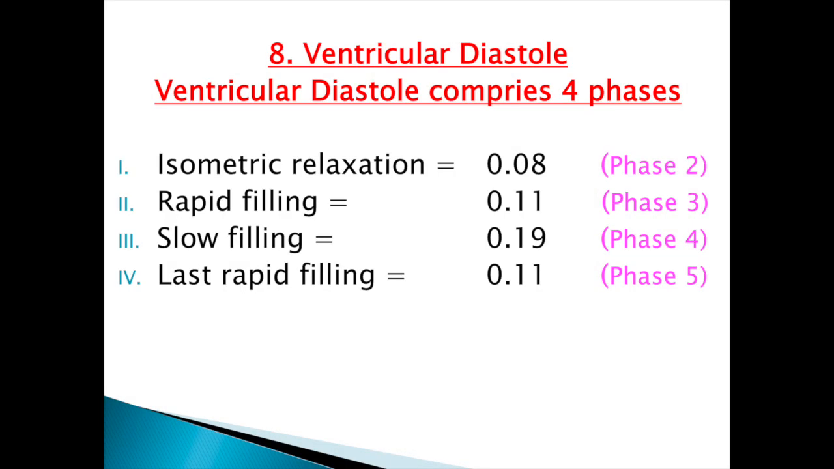The next phase is ventricular diastole. It contains 4 phases: phase 2, phase 3, phase 4, phase 5. Phase 2 is isovolumic relaxation, and phase 3 is rapid filling, then slow filling, and then lastly the atrial systole. So we will discuss each one by one.